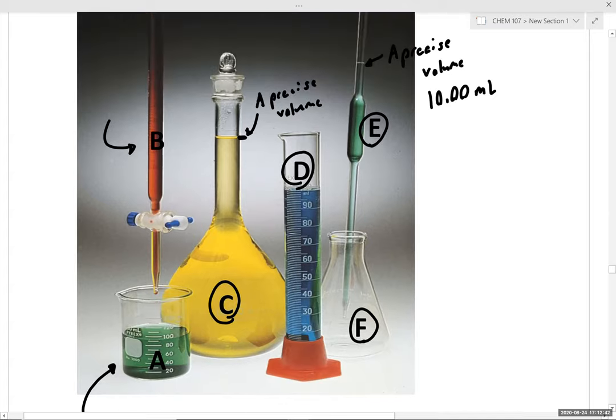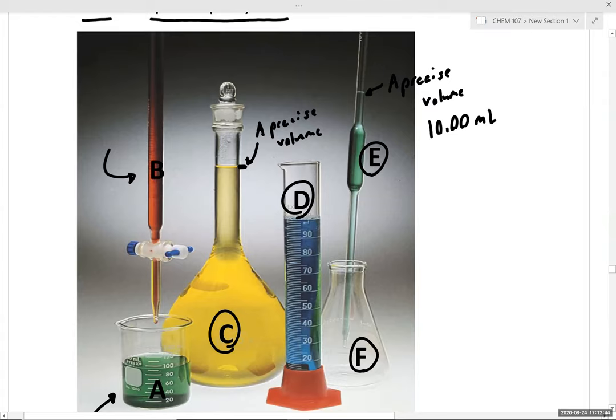So these are the different pieces of volumetric glassware, and we're going to talk about how to read volumes using volumetric glassware now. Any questions so far? This is just an overview, and this will be really useful in the laboratory because if you can identify the piece of glassware that you're using, you can very quickly take measurements using that piece of glassware. Any questions I can address?